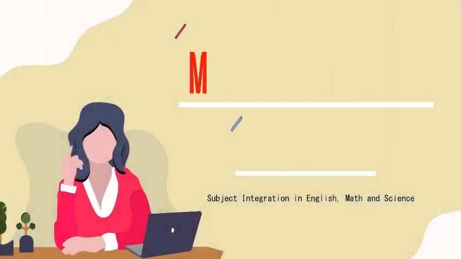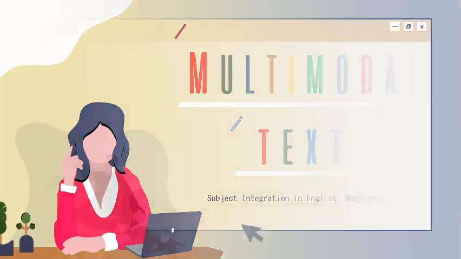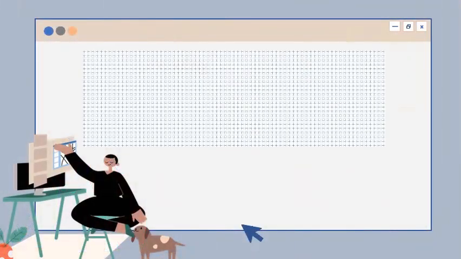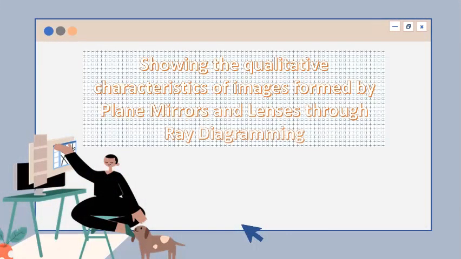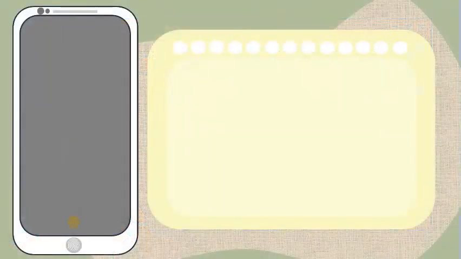Hello, this is my multimodal text output, and it's all about showing the qualitative characteristics of images formed by plane mirrors and lenses through ray diagramming. Let's start. So first, what is a mirror?